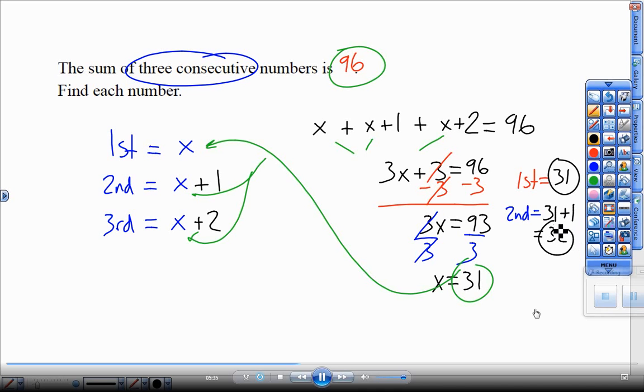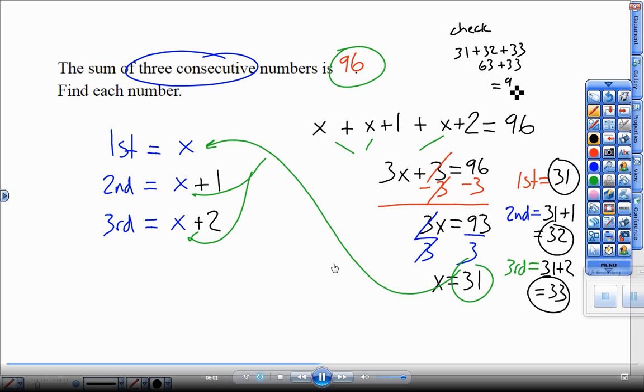That's what I'm really looking for. And then the third number, 31 plus 2. And again, don't just leave it 31 plus 2. Add that up. Get that 33. Those are the three numbers. And of course, you could check your work by adding all three and seeing if they add up to be 96. And yes, that should, because this gives you 63. And then 63 plus 33 does give me 96. So I know that works.